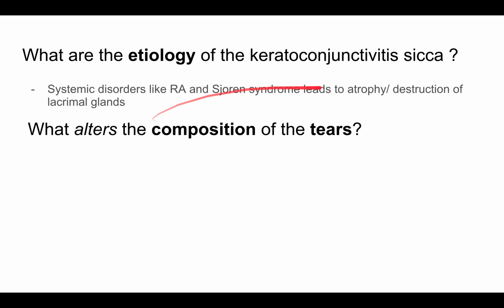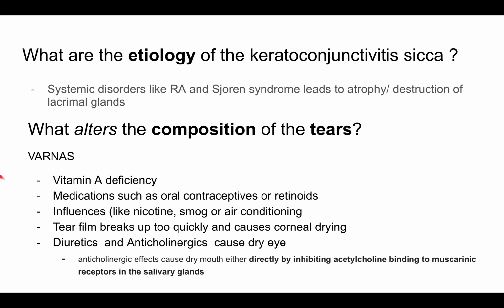What alters the composition of the tears? Well, that's going to be the VARNA mnemonic. What does VARNA mean? It means, for example, vitamin A deficiency. Varna, by the way, means like a castle. I think this is more common in South Asian countries. It's there to help with protection, so we might as well mention it over here. It's a mnemonic.